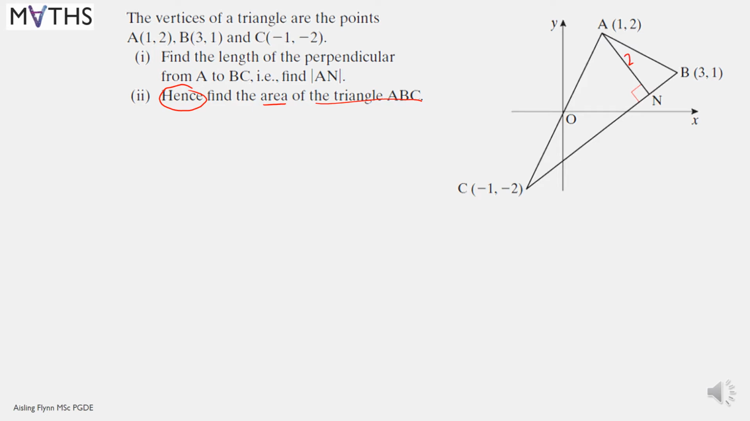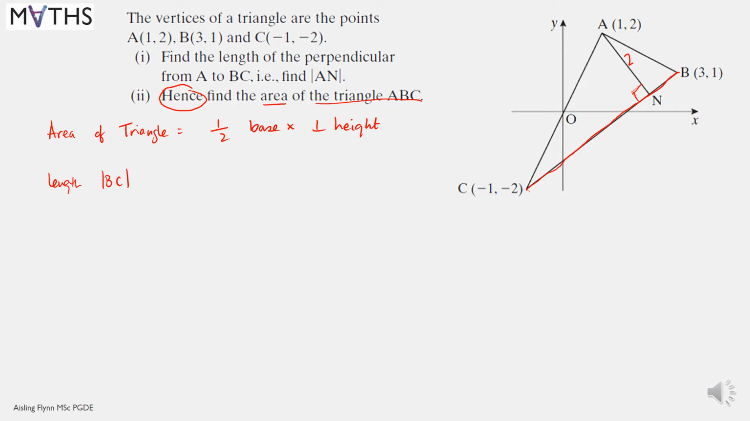Okay, and we know it's a perpendicular distance, and the most straightforward way for getting the area of a triangle is half the base by the perpendicular height. So now from part 1 we have the perpendicular height, which is 2. What we don't have is the length of our base. That would be the length of BC. Now how would we do that?